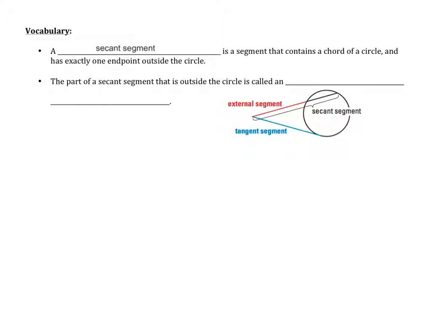The part of a secant segment that is outside the circle is called an external segment. So this is labeled in the diagram as well. So here's your secant segment, and the part that is outside of the circle in the red here is the external segment. In a previous section, we talked about tangent segments, which just as a reminder here is a segment that has one endpoint on the circle and one endpoint outside of the circle. So remember, a tangent line hits the circle in one spot, so a tangent segment hits the circle in one spot and then has the other endpoint outside of the circle.